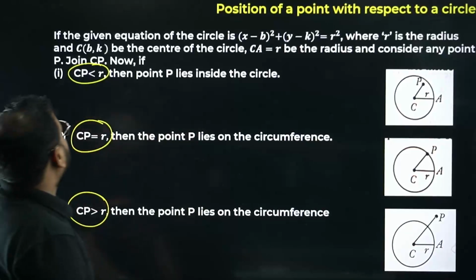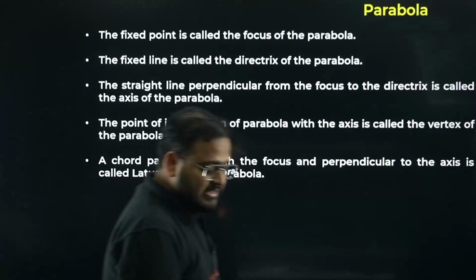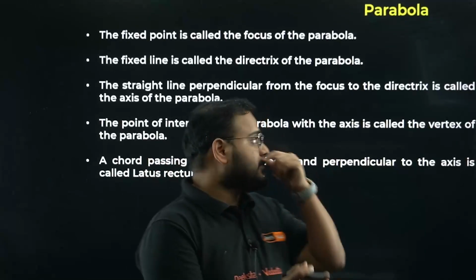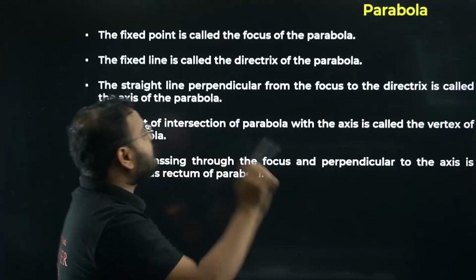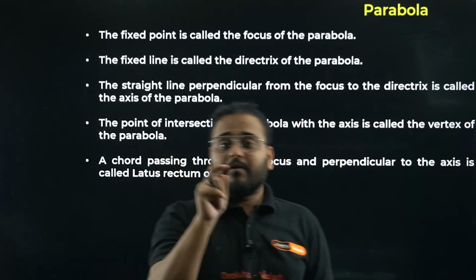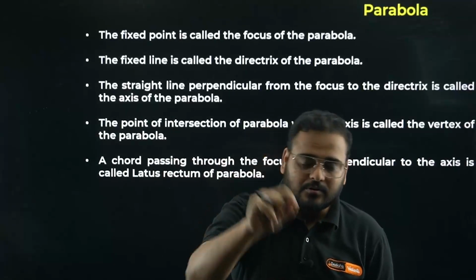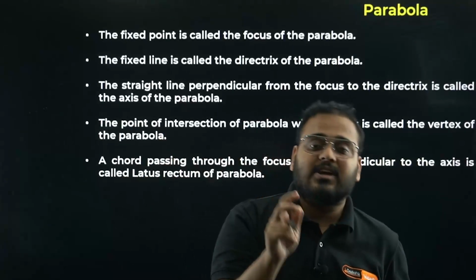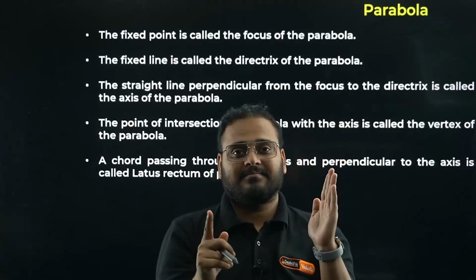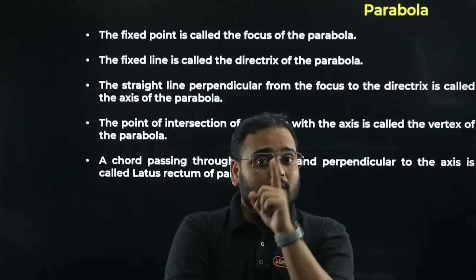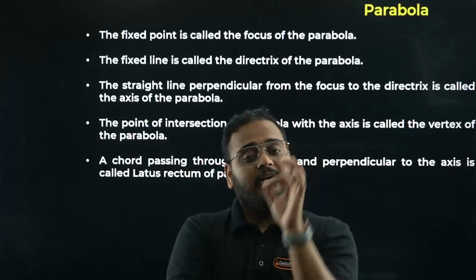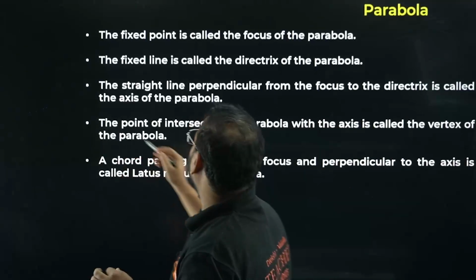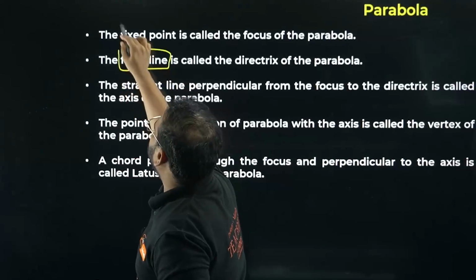Great. So let's move on now. Next is your parabola. What do we do in the case of parabola, sir? Remember? In the case of parabola, the fixed point is called the focus of the parabola. In a circle we had only one thing, a fixed point. But in the case of parabola, we have two things: one is called the fixed line, the other is called the fixed point.